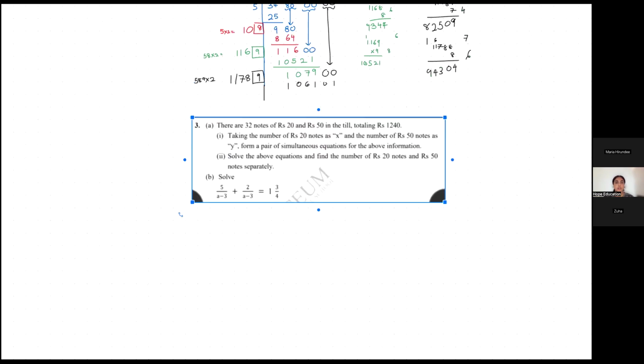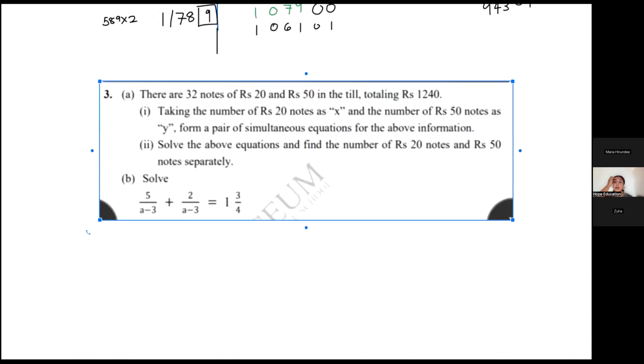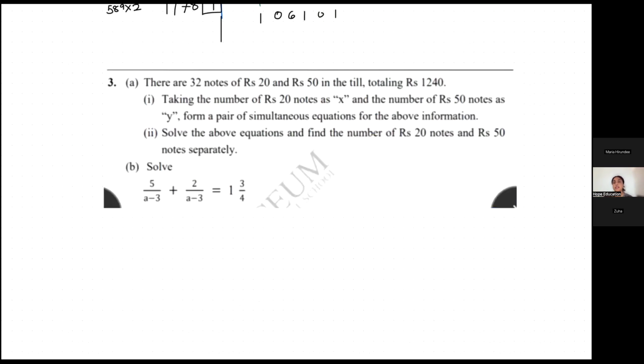Okay. So first we have to make a pair of simultaneous equations. When you're doing simultaneous equations questions, the first step is constructing the two equations. Don't be obsessed with theory. Just read and get it logically. That's the best advice that I can give when you construct simultaneous equations. So how do we do this?